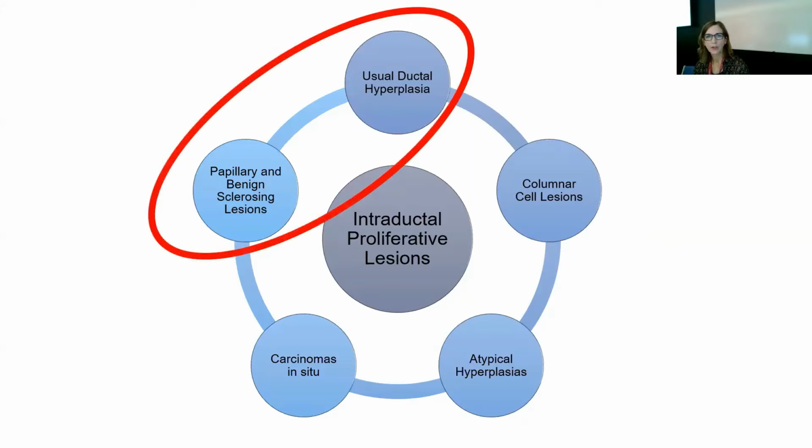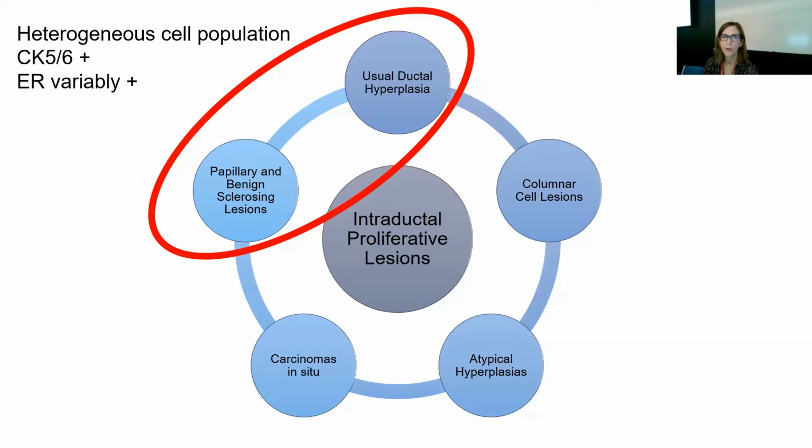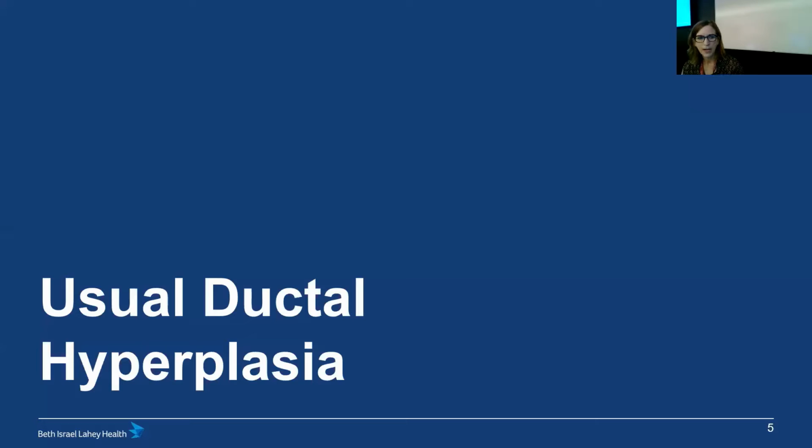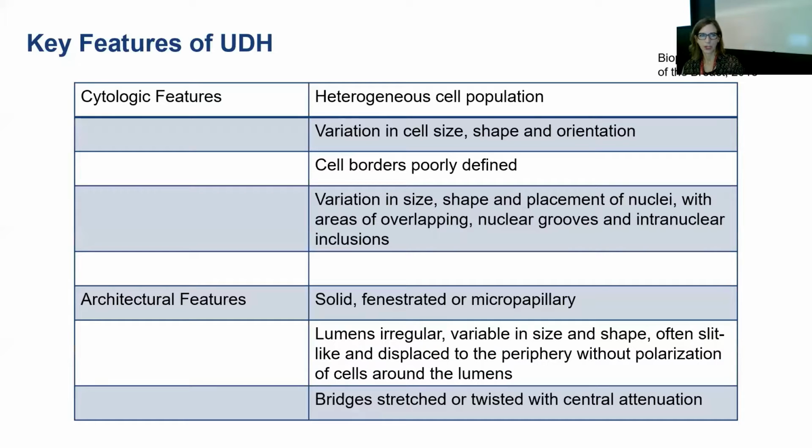We then can carve out this other pair of entities. Usual ductal hyperplasia and papillary and benign sclerosing lesions share with one another the fact that they are composed of a heterogeneous cell population, and therefore from an immunohistochemical perspective, they will be CK5/6 positive and variably positive with estrogen receptor. And this, as I'll demonstrate, can be used to help in the differential diagnosis of these lesions. So let's begin with usual ductal hyperplasia.